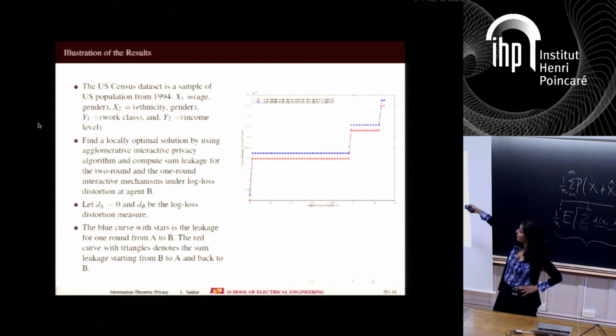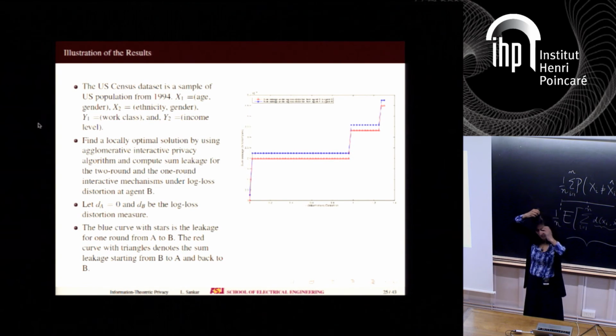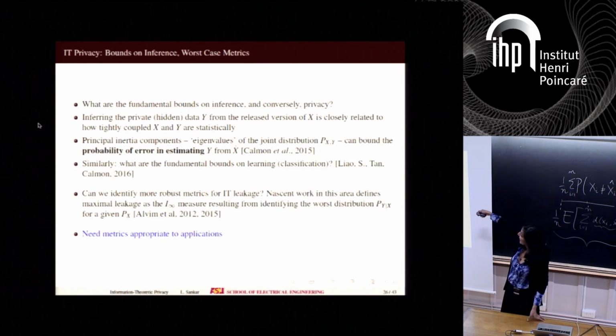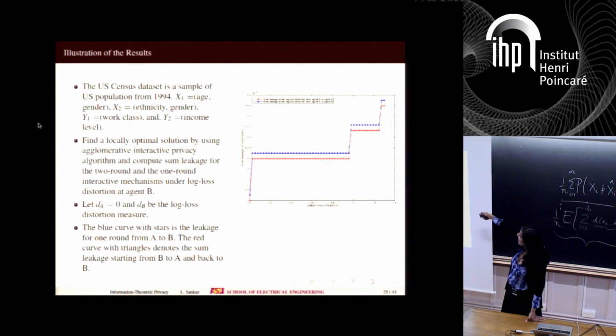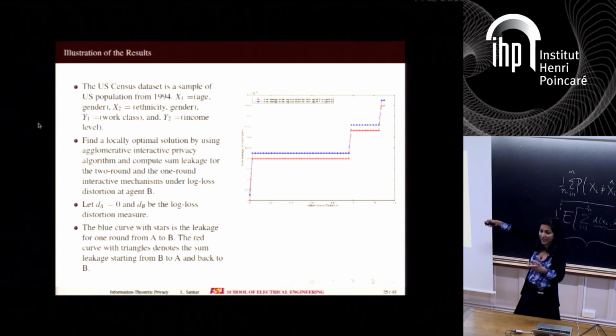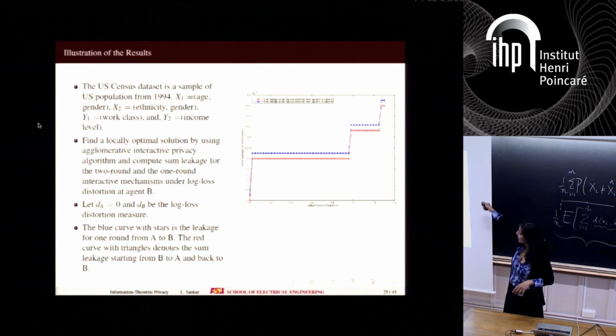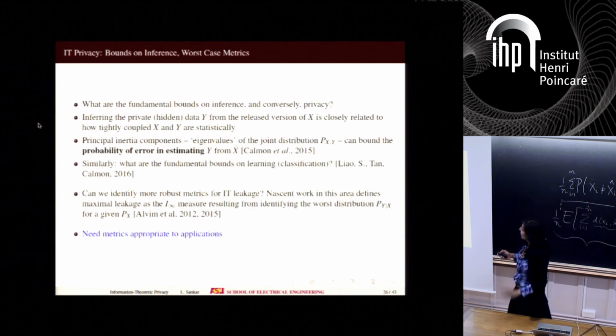Here's an example. If you take the U.S. Census data, actually this is from the UCI database, you can use log-loss distortion, and I'm going to go over this very quickly. Effectively, if you plot what you get as a leakage for 1 round versus 2 rounds, you can actually do better in 2 rounds. All right? We'll talk about all the details later.